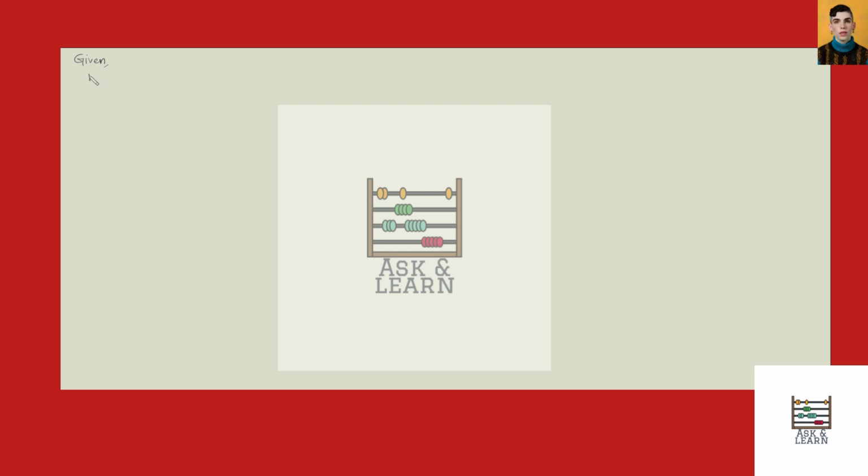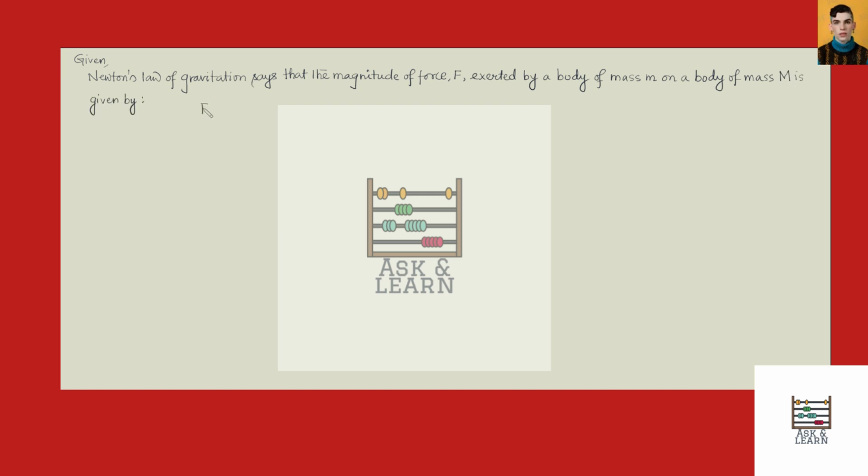So, given in the question, Newton's law of gravitation says that the magnitude of force F exerted by a body of mass small m on a body of mass capital M is given by the relation F equal to G small m capital M by r square, where G is the gravitational constant and r is the distance between the bodies.